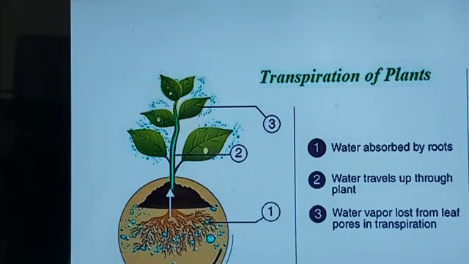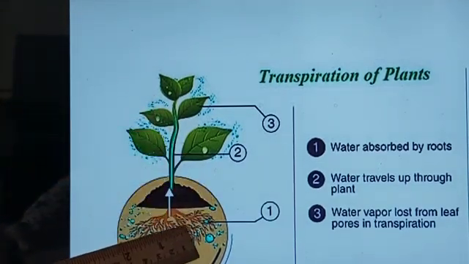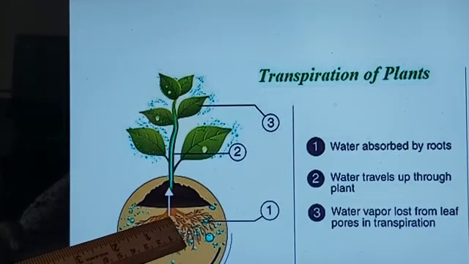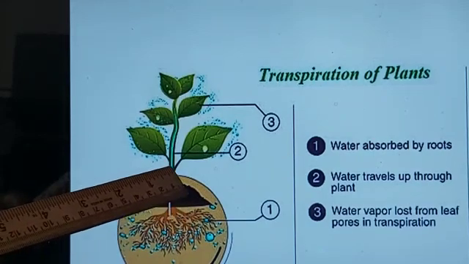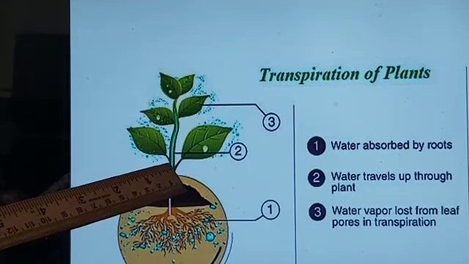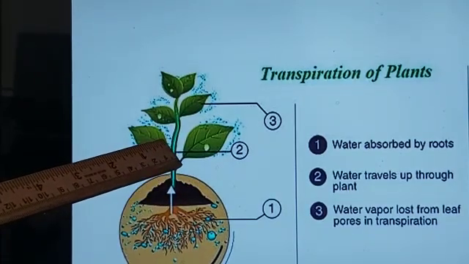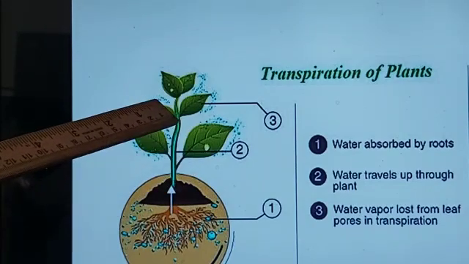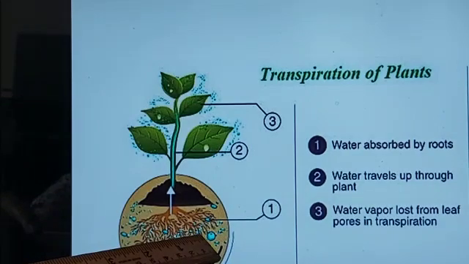Now here you can see the importance of transpiration, or what happens during transpiration. First, water is absorbed by the roots of the plant. The water moves in this particular direction through the xylem vessels. It reaches the aerial parts of the plant where the leaves are present, and the water is lost from the aerial parts of the plant, that is the stem and the leaves. The lost water is replaced by the water that is absorbed by the roots of the plant.